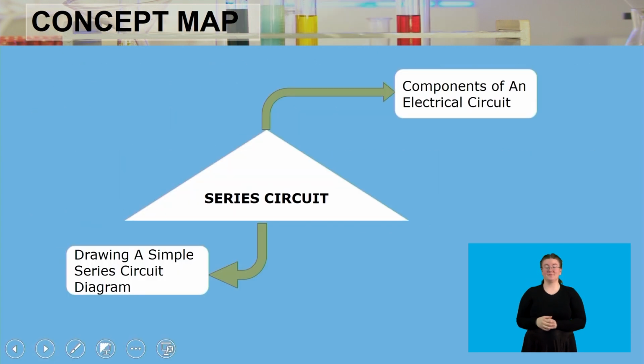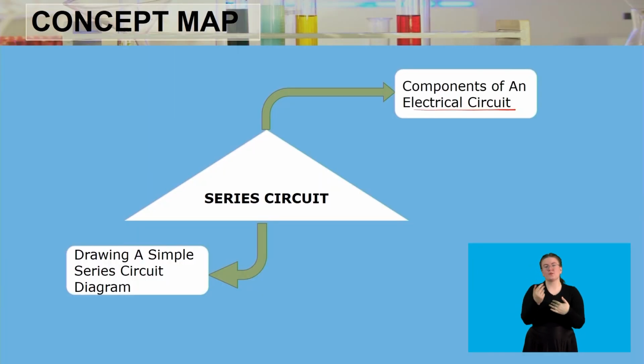Now, for us to be able to achieve these goals, we are going to do the following thing. We're going to take the main idea being the series circuit and break it into two components, whereby we're going to be firstly looking at the components of an electrical circuit, and then also be looking at how to draw a simple series circuit diagram. So the main idea is a series circuit, and from that we're going to start by looking at the components of an electrical circuit, and then after, draw the simple series circuit diagram using the components that we find in an electrical circuit.